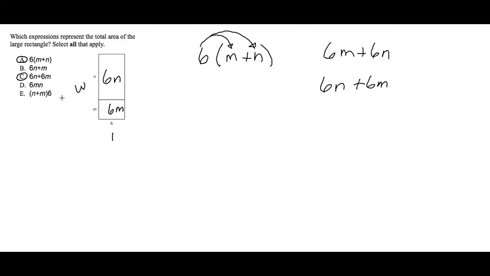Now, remember, if we're talking about the commutative property, the same applies to multiplication. So if I'm saying that 6 times m plus n is going to give us the rectangle, then if I switch the n and the m, because of the commutative property, and then I switch the 6 and this entire parentheses here, it's going to still give us the same answer. So A, C, and E are all representative of the total area of the rectangle.